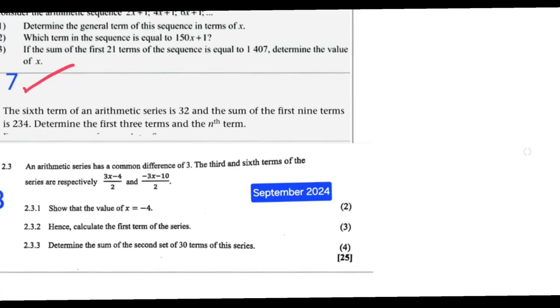Extremely important question. The sixth term of an arithmetic series is 32 and the sum of the first 9 terms is 234. Determine the first 3 terms and the nth term. I'll show you how to solve this question.